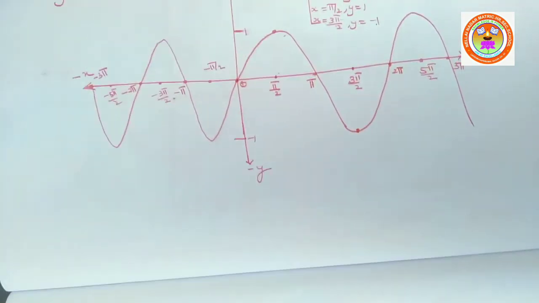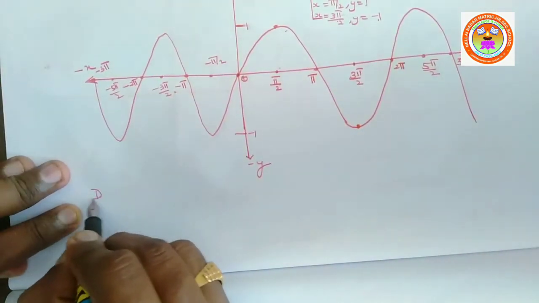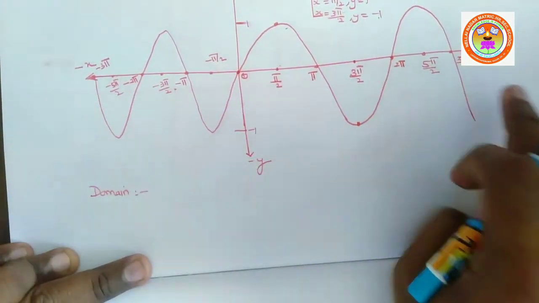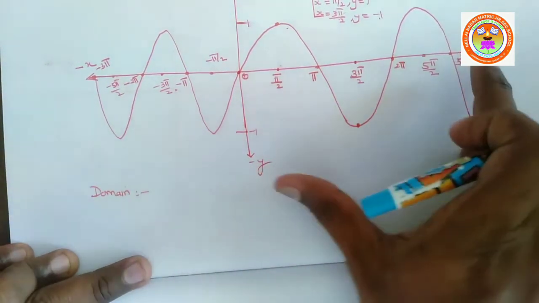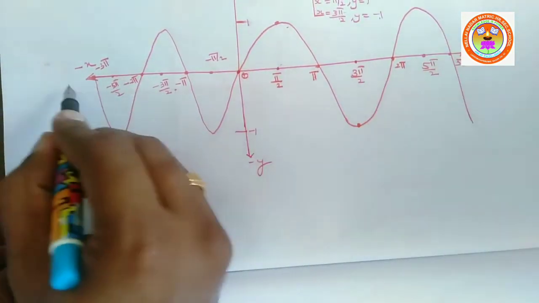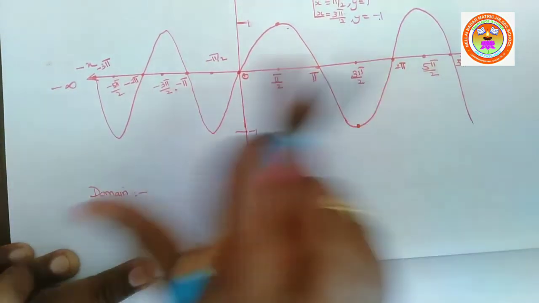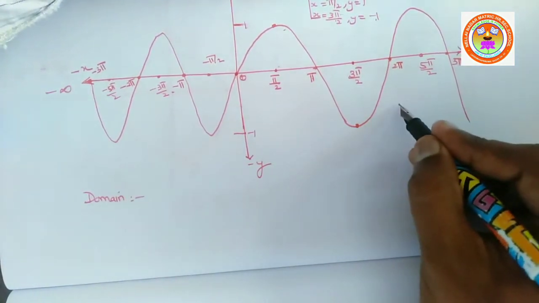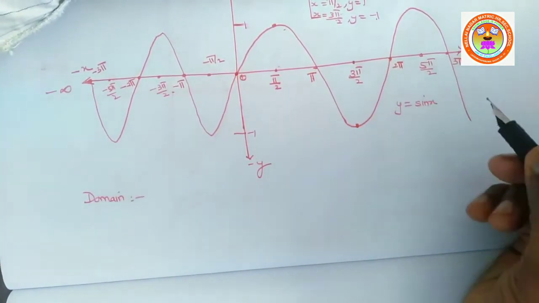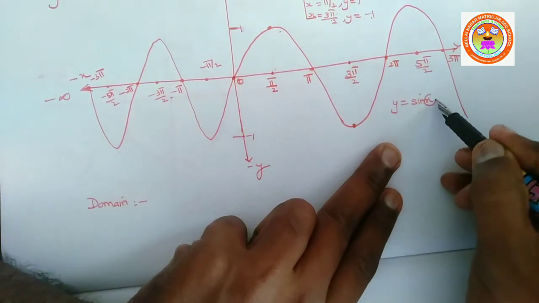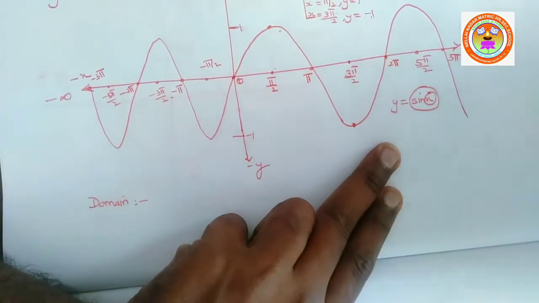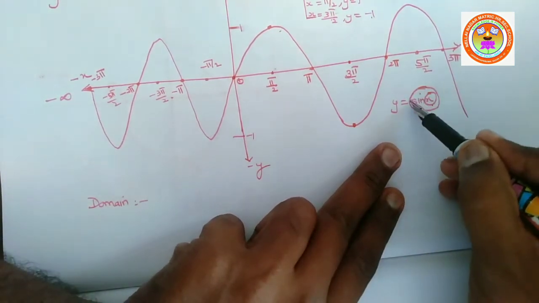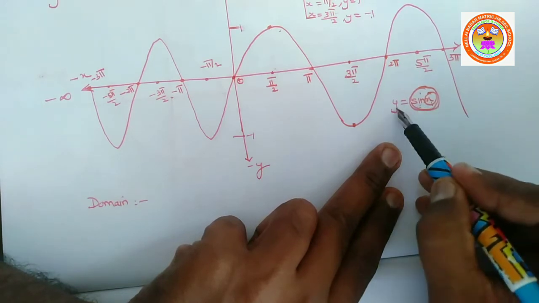So I need to find the domain first. What is the domain? This is the x-axis. In the x-axis, the curve lies from minus infinity to plus infinity. Domain is nothing but, listen very carefully, if I take y is equal to sin x, this x is the domain, sin x is the range. I think you can understand. The x value is the domain, sin x is the range. What is sin x? Sin x is equal to y.